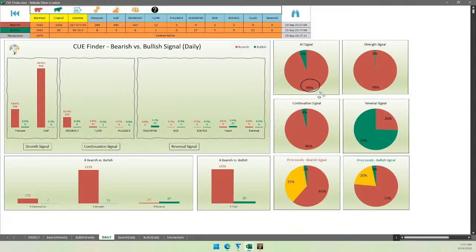Very bearish. 94% of all signals, 99% of strength signals, 96% of continuation signals are bearish. Reversal signals are more bullish. However, in terms of absolute number, the reversals are very few. So strength and reversal taken together in this case is not bullish, it is remaining bearish.